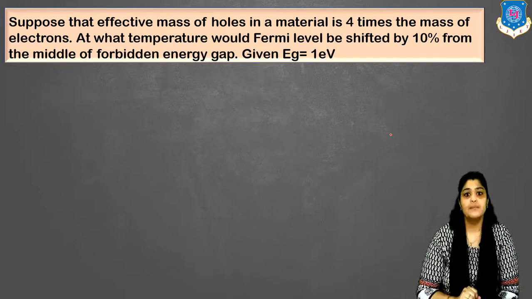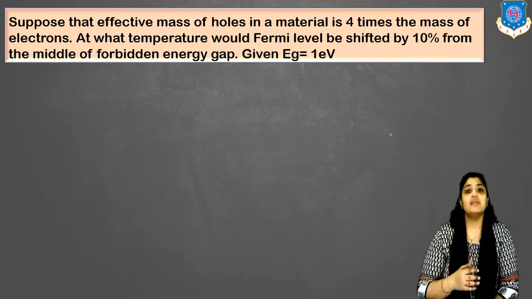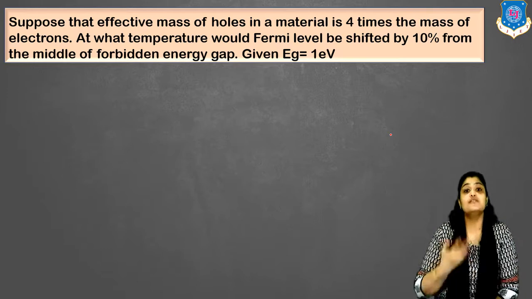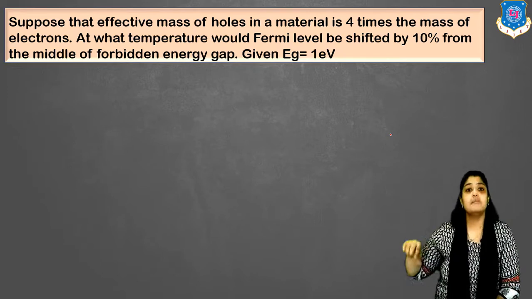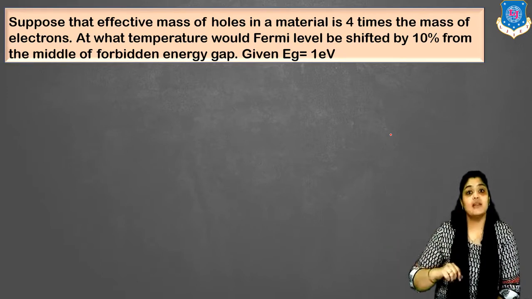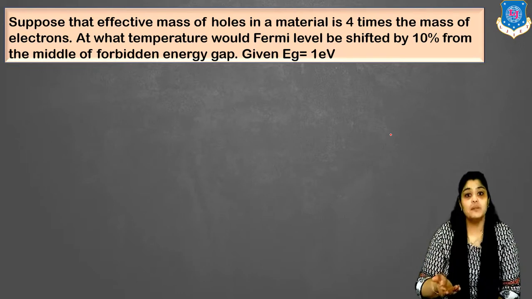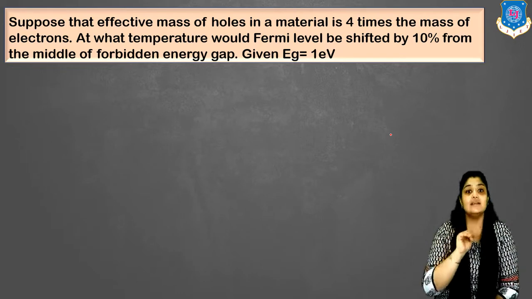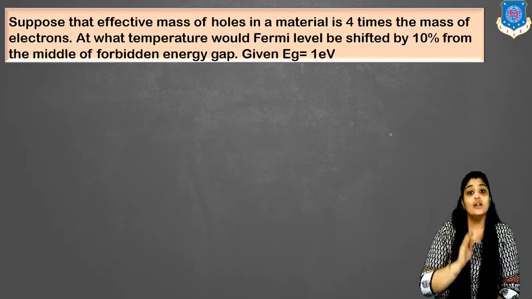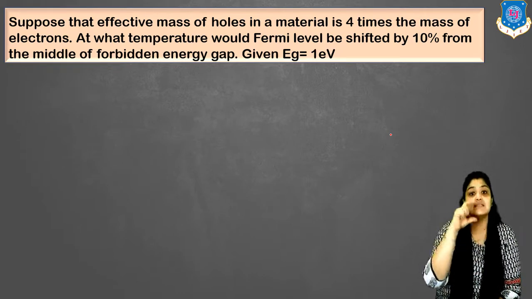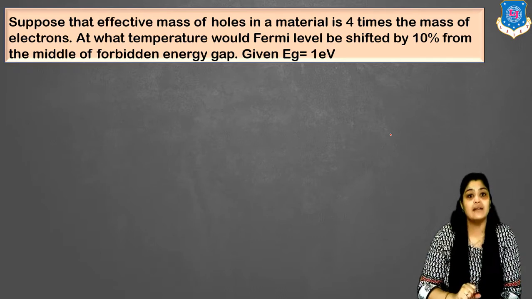So in this numerical, you are given that Me and Mh are related by a relation. You have to find out the temperature at which the Fermi level is shifting by 10%. From where is it shifting by 10%? It is shifting from the center. Now you know, always at 0 Kelvin, the Fermi level is exactly in the middle of the forbidden band.